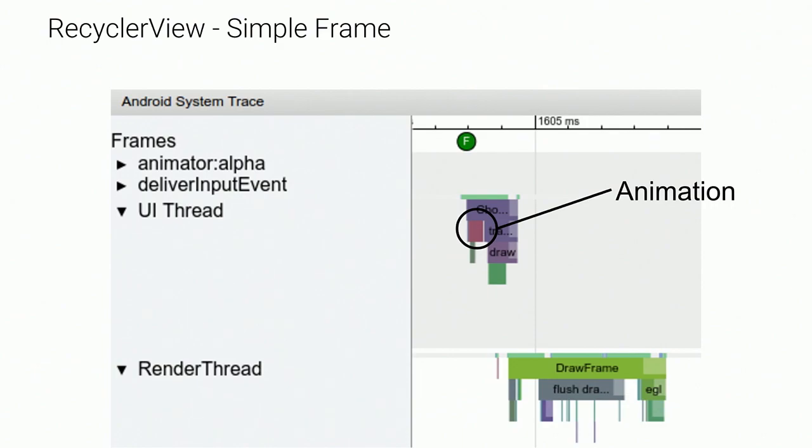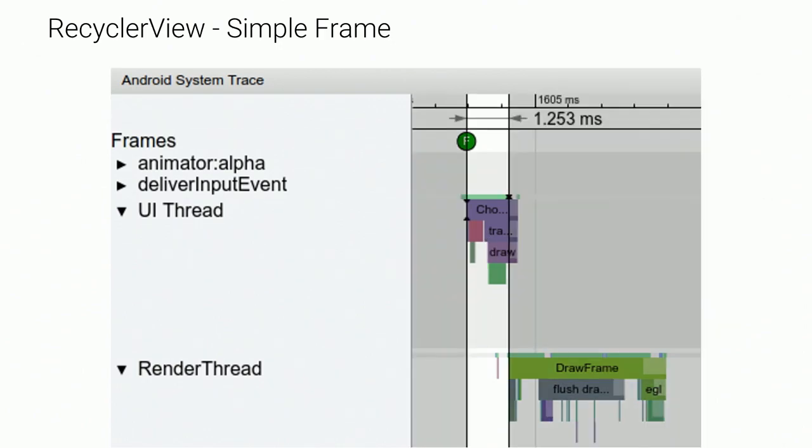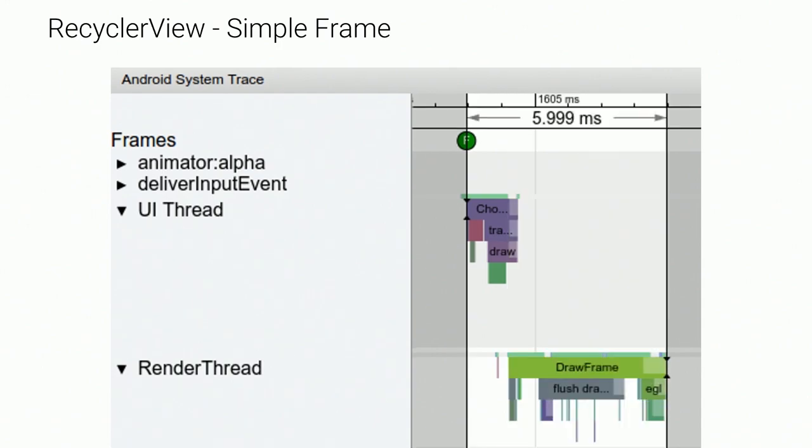And then the other stage that Chet talked about before is record draw. Well, this makes sense as well because RecyclerView is invalidating, sliding things around, and drawing. OK, we kind of get some context for what it's doing. And in fact, if you click on this part of the animation, this is RecyclerView scroll. So RecyclerView scroll is actually going really, really fast here, and that's because RecyclerView is doing very minimal work. In fact, if we look at the amount of time taken by this UI thread frame, it's 1.25 milliseconds. That's great. The whole frame finishes in less than 6. This is a great frame.